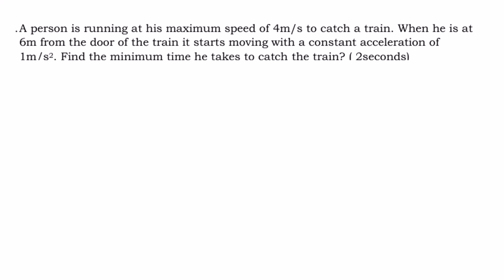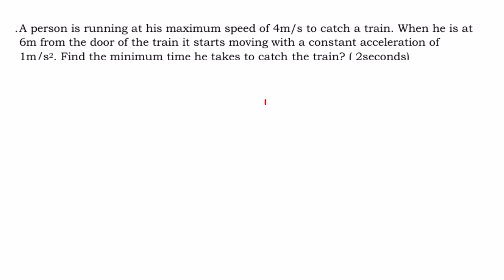In this particular video, we will be discussing a question from the chapter Motion in a Straight Line. So the question is, a person is running at his maximum speed of 4 meter per second to catch a train. When he is at 6 meter from the door of the train, it starts moving with a constant acceleration of 1 meter per second square. Find the minimum time he takes to catch the train.